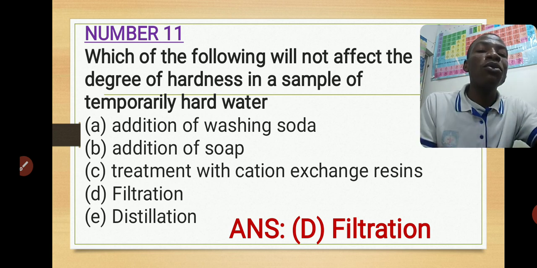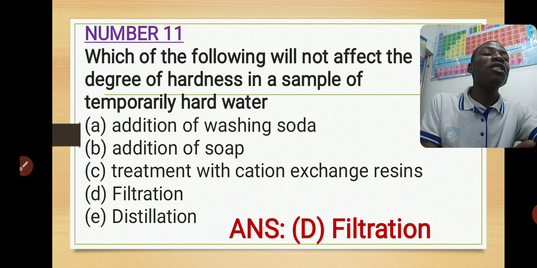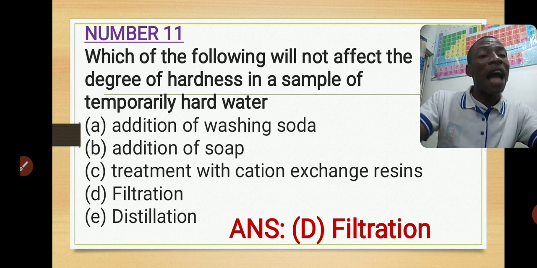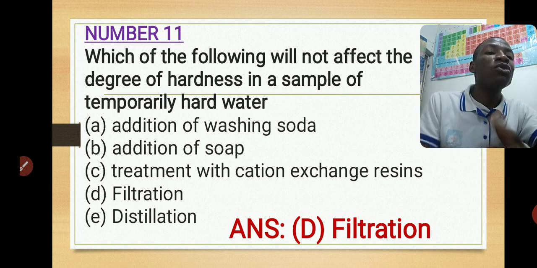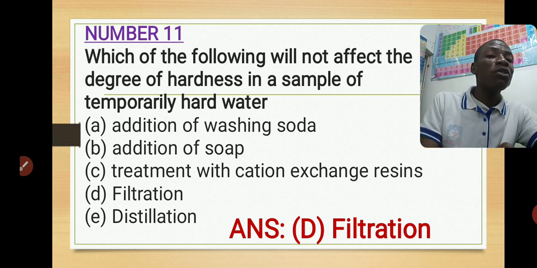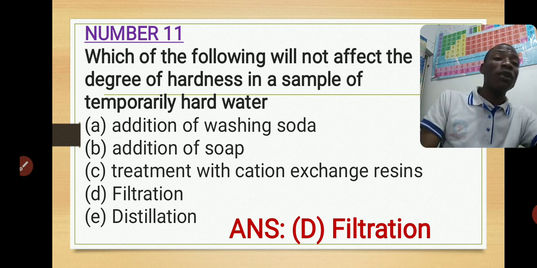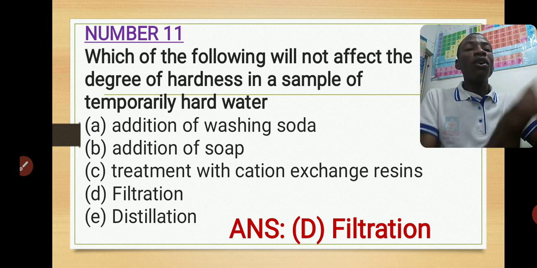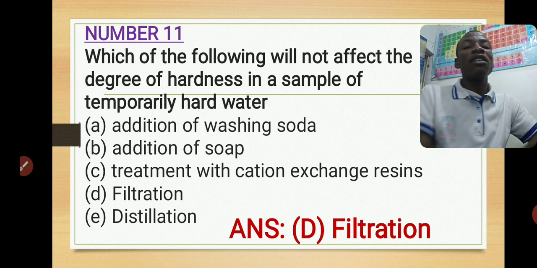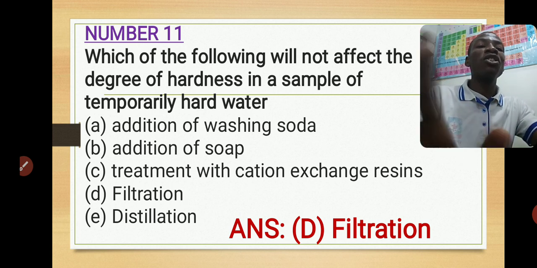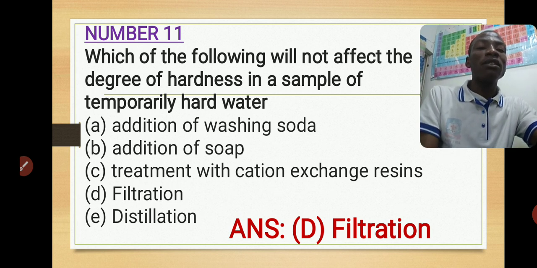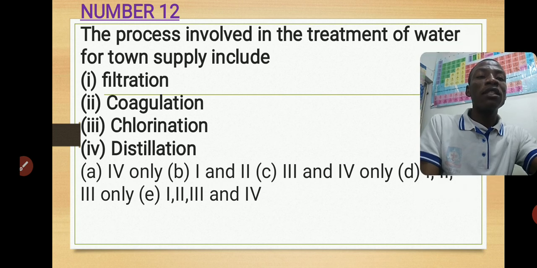Remember, filtration doesn't remove any hardness because the ions that cause the hardness can still pass through the pores of a filter paper, so it doesn't remove the temporary hardness. But distillation does, because when you heat water, only the water will evaporate, the ions will not evaporate alongside. So when you are condensing the water, only the pure water will condense. So the answer there is filtration. It doesn't affect the degree of hardness of a temporarily hard water. So let's move on to the next question.